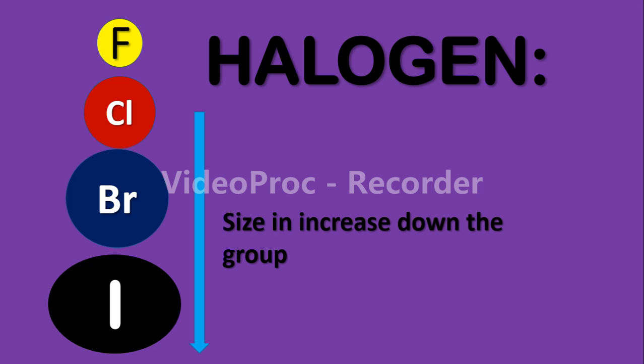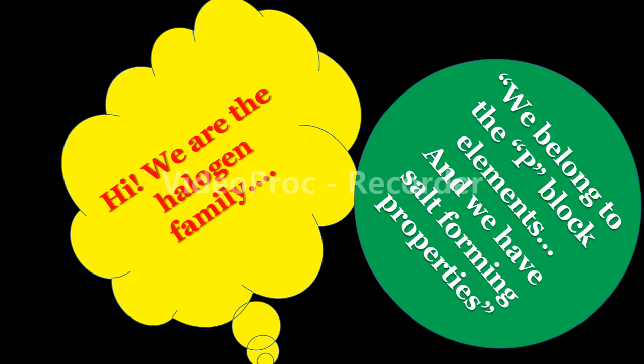So the halogens have basic characteristics and properties. In the next slide, the halogens have the ability of salt forming. Halogens mostly form salts, and they belong to the p block elements. So hi, we are the halogens family. We belong to the p block elements and we have salt forming properties. Halogens are a basic and very important family of the periodic table, and they are mostly different from other families present in the periodic table.